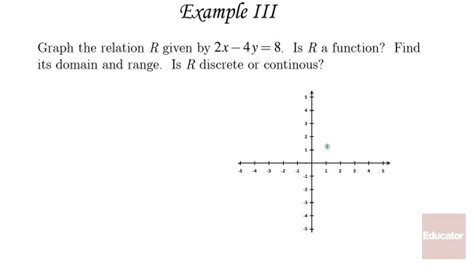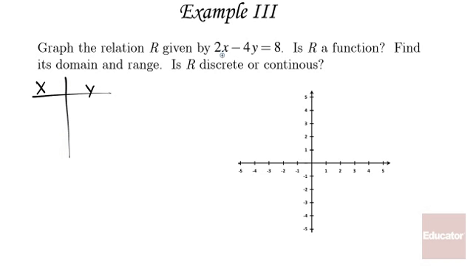Okay. In example 3, graph the relation r given by 2x minus 4y equals 8. Is r a function? Find its domain and range. Is r discrete or continuous? Okay, so graph the relation given by 2x minus 4y equals 8. Let's go ahead and find some x and y values so that we can graph this.